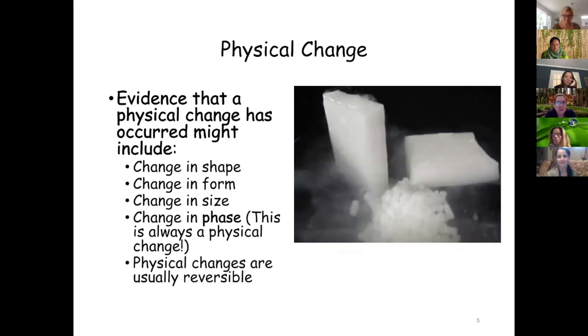To continue on physical change, some evidence that makes a physical change occur might be a change in its shape. Maybe it gets smaller or it gets larger. Maybe a change in its form, a change in its size, like if you have a piece of paper that's flat and then you crumble it up, it gets smaller, but it's still paper. A change in the phase. This is always a physical change, like when you're taking an ice cube and you're melting it and it goes from a solid ice cube to liquid water. Physical changes are usually reversible. So the paper that's crumpled up and is smaller, we can flatten it out and make it bigger, and it's still paper.